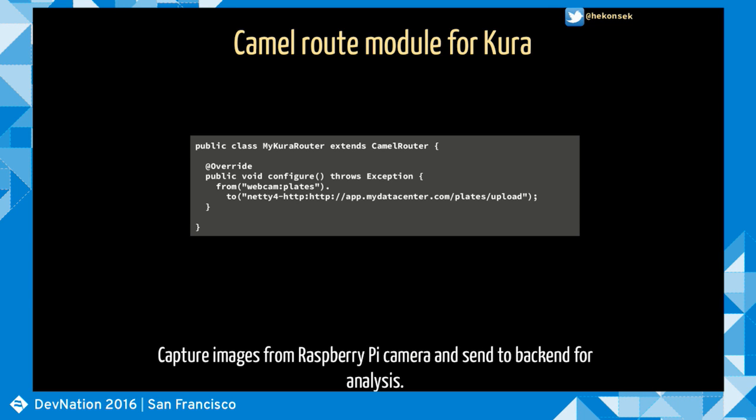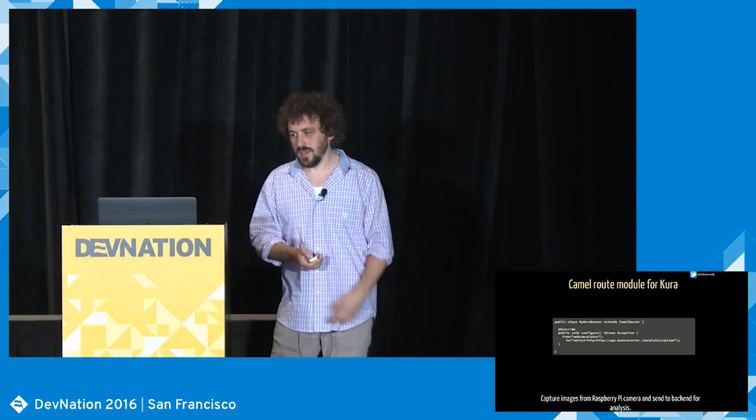For example, this snippet here is the example that I used to read from a special webcam component that has been created for Kura, and that webcam component can be used to read data from a camera that is attached to a Raspberry Pi. With this code snippet, you can read data from that camera on the Raspberry Pi and send it to your data center with the HTTP and REST protocol.